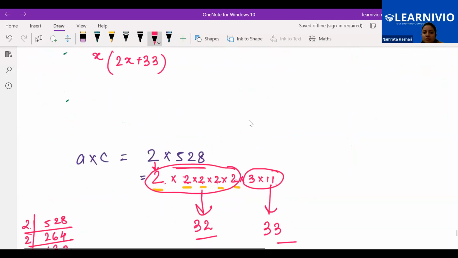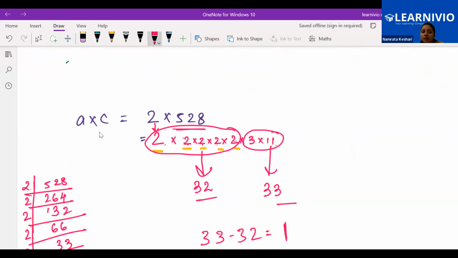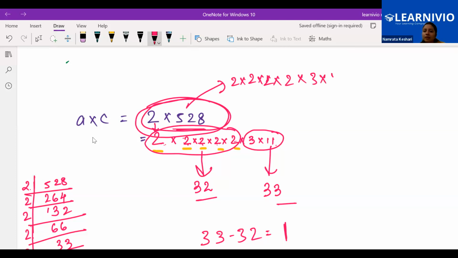16 we cannot take, because as I said, always we will do the multiplication with A and C. Can you see AC multiplied together is this one? This is generating 2, 2, 2, 2, 3, 11. This is generating 16 and 33. But one more 2 we are having in front. That is our A. Can you see?